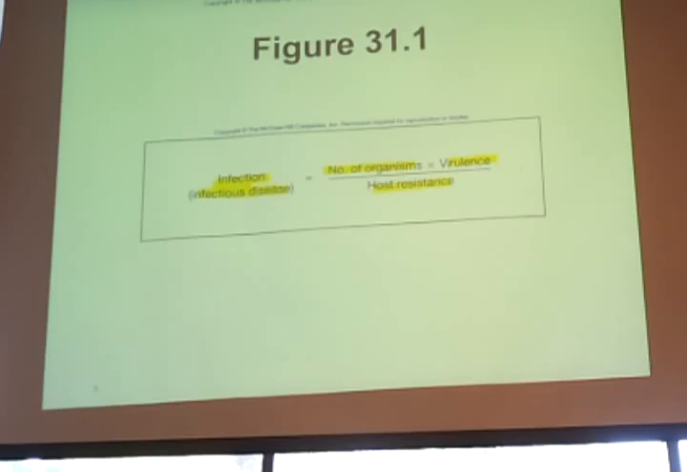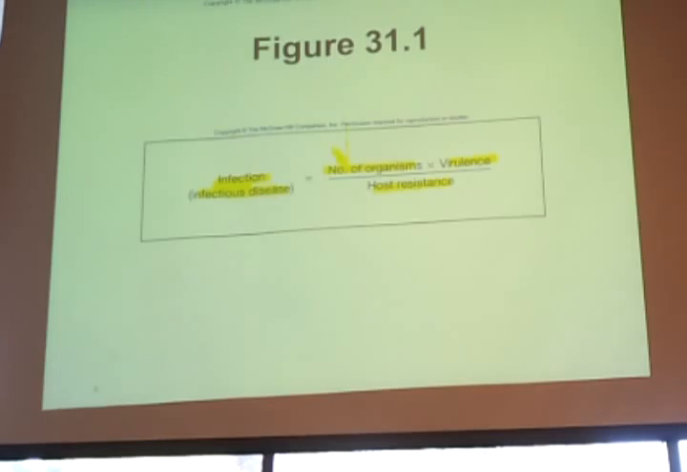Okay, so you can see how all of these really can relate to each other. If you had somebody who was really immune compromised, so a low resistance, but they were exposed to a lot of organisms with a high virulence, then you know that somebody is going to get an infection in those cases. So that's how those terms are kind of related to each other.